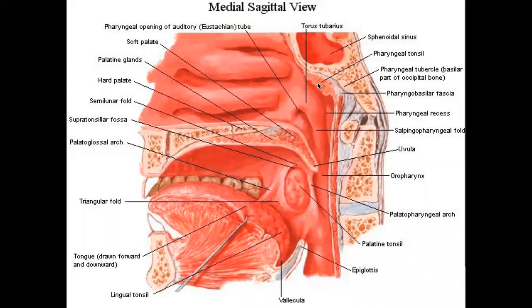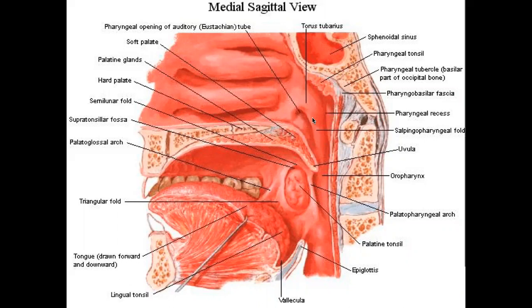Now what are the other features we can see? If there is an elevation, we can see that the elevation continues. There is a mucosal fold here. See here, there is a mucosal fold which continues. We can see all these features in the dissection hall. We will try to show these features in the dissection hall. If not possible, we will record the videos and send them to you. Okay, so see here, this elevation, this mucosal fold is called the salpingopharyngeal fold.